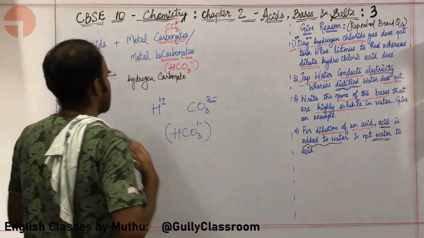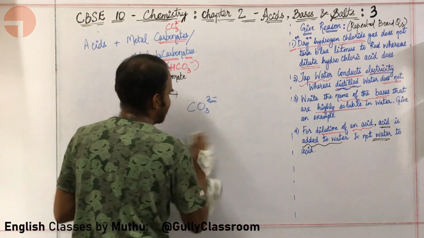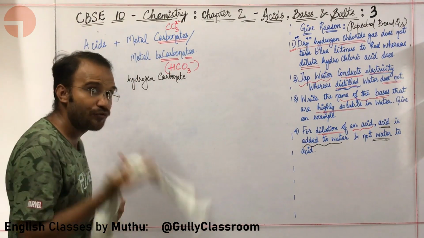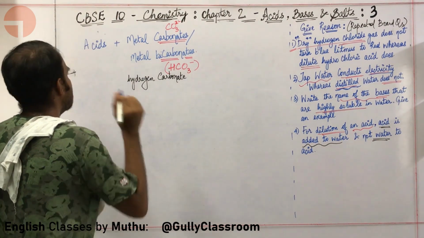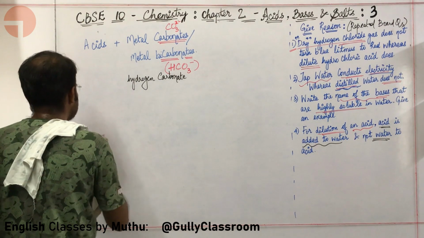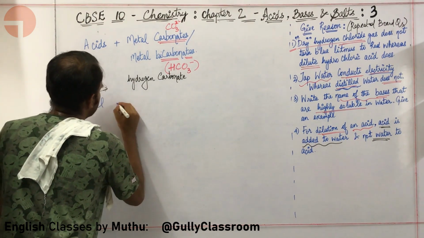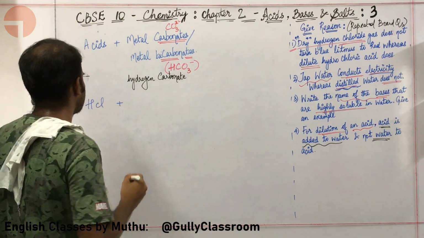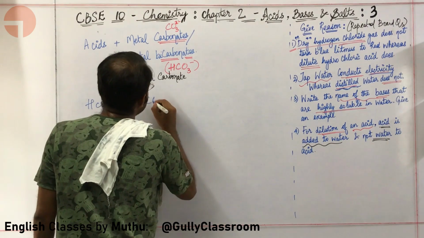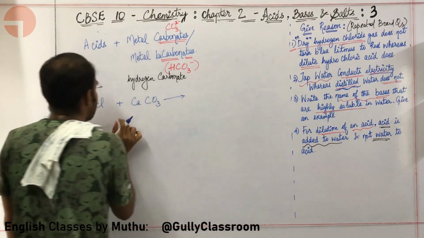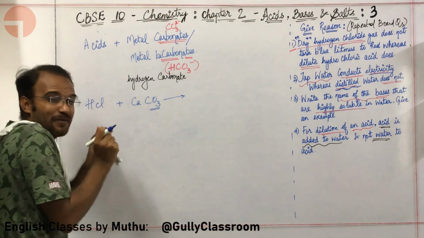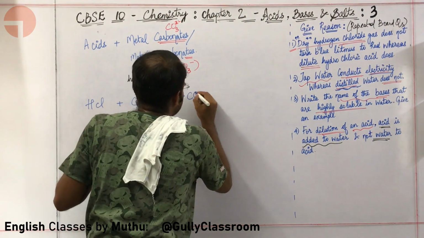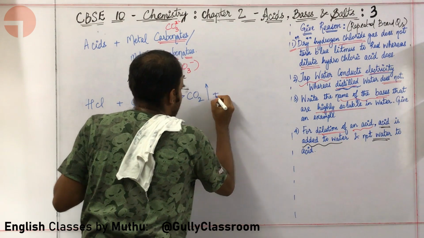Okay sir. Are you comfortable with this particular idea? Yeah. Can we go for the actual examples? Let us start the actual examples. First let us take hydrochloric acid. I am going to put hydrochloric acid with calcium carbonate. Whenever I am putting an acid with the carbonate, the carbonate is released in the form of carbon dioxide.